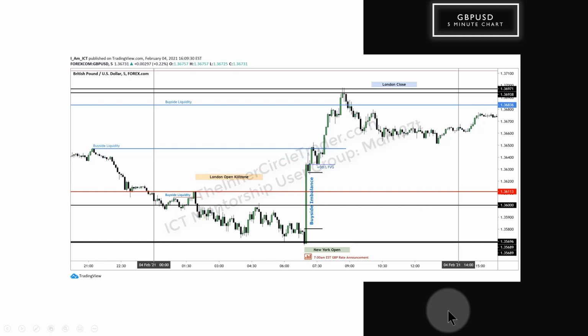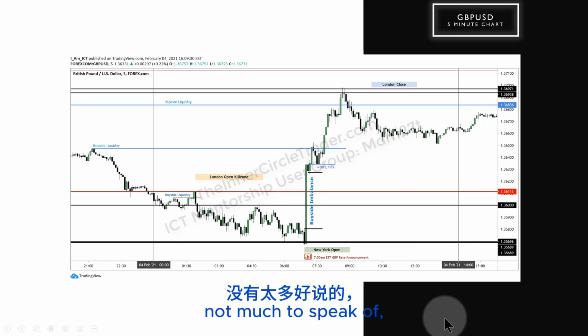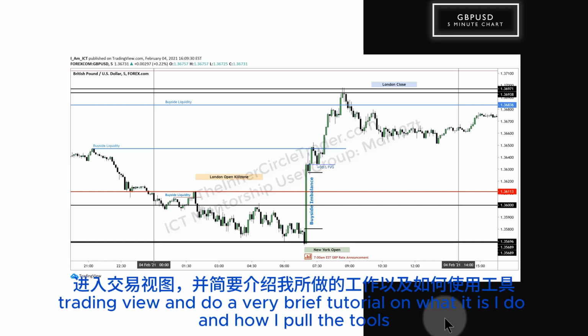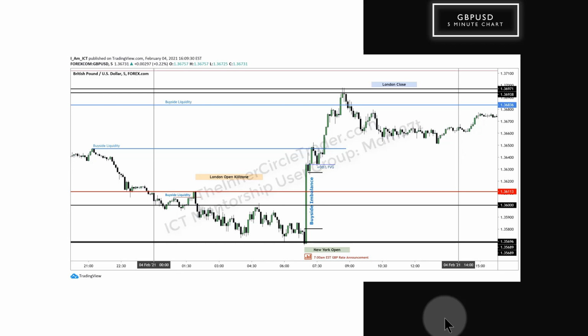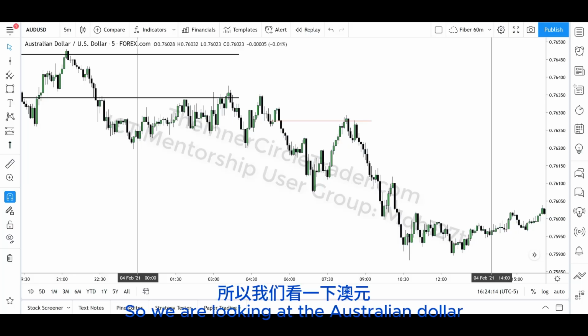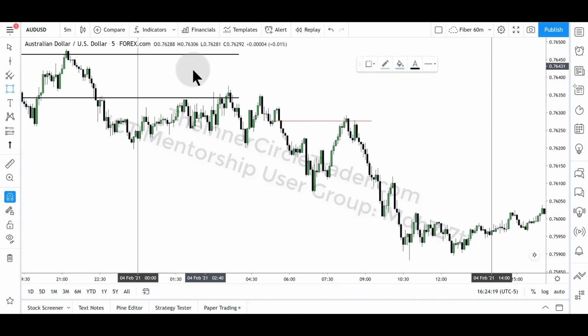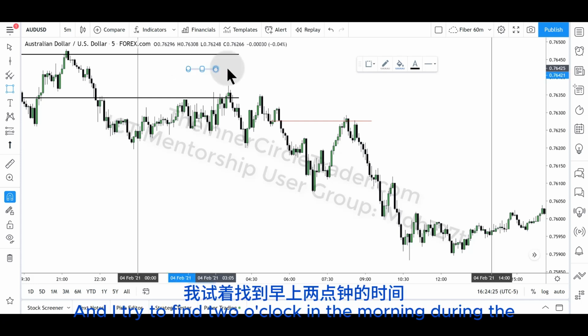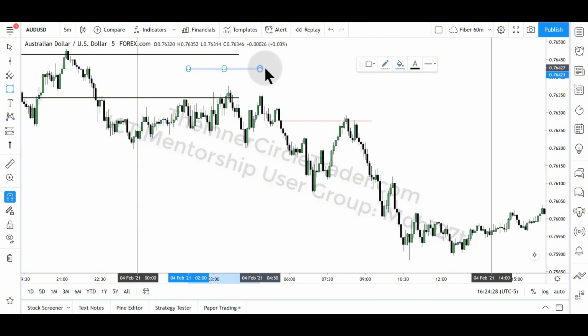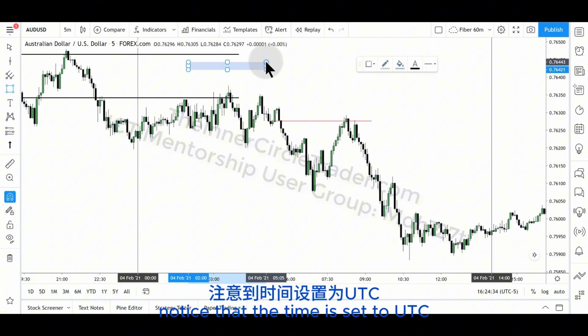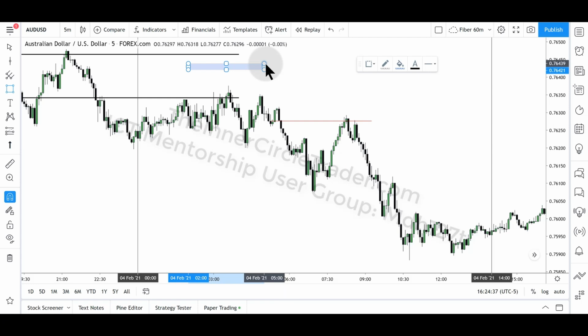it always is. So short, sweet, not much to speak of, but I want to go over to now TradingView and do a very brief tutorial on what it is I do and how I pull the tools from their platform to annotate the charts. All right, so we are looking at the Australian dollar, and I'm going to show you what I usually grab. It's the rectangle tool, and I try to find 2 o'clock in the morning during the time axis at the bottom of the chart, and I drag it over to 5 a.m. and notice that the time is set to UTC 5.